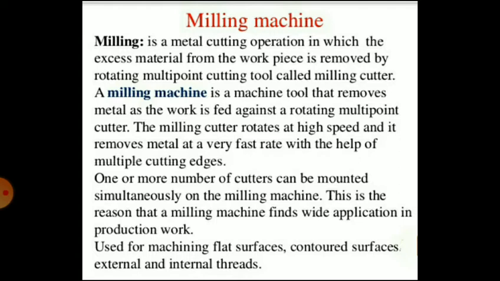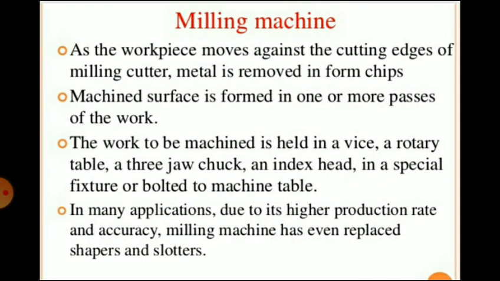So milling machines were basically developed to machine flat surfaces. The work to be machined is held in a vise, a rotary table, a three-jaw chuck, an index head, a special fixture, or bolted to the machine table. So the work holding devices are bolted to the machine table, you can hold the work in them, and that work is fed against the rotating cutter.